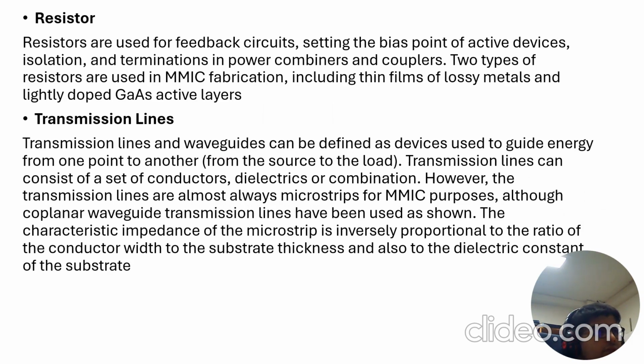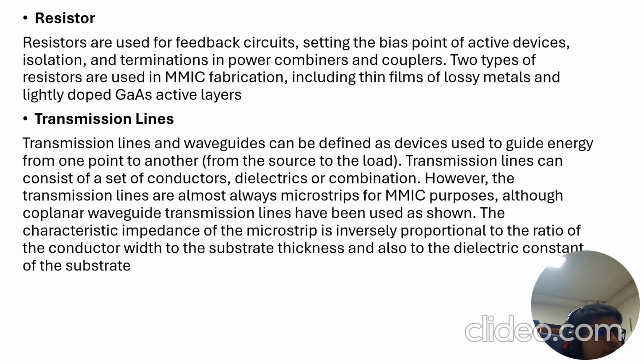Resistors are used for feedback circuits, setting the bias point of active devices, and isolation and termination for combiners and couplers. Two types of resistors are used in MMIC fabrication, including thin film resistors and lightly doped gallium arsenide active layer.